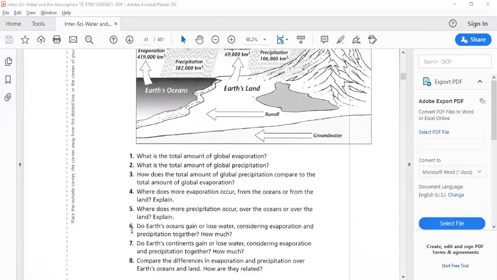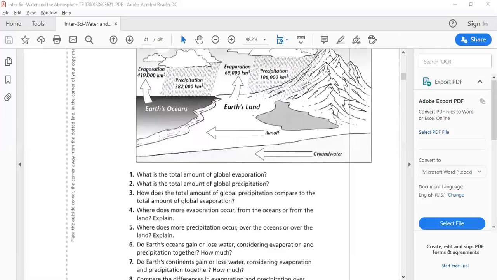Let's get to this question. Do Earth's oceans gain or lose water, considering evaporation and precipitation together, and how much? The oceans are losing water because the evaporation is more than the precipitation, by around 37,000 cubic kilometers, which is the increase in the precipitation on the land.